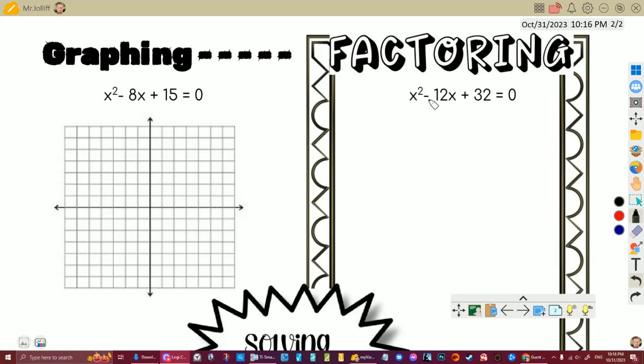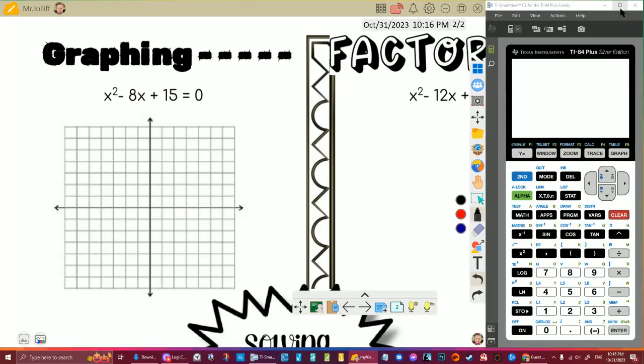We learned how to do this both in Desmos and on our graphing calculator. I'm going to do it on my graphing calculator just as a quick review for you on how to use your school-issued TI-84. So here on the right, you can see my digital version of the calculator that you guys have.